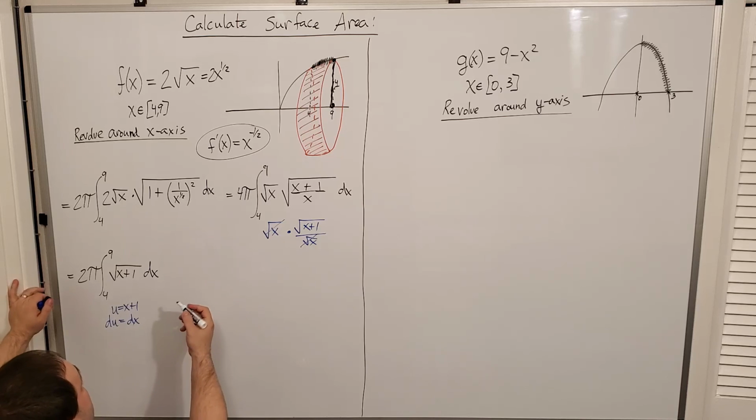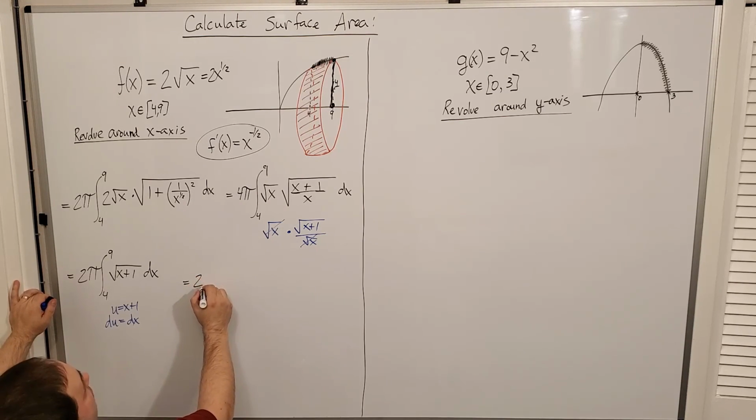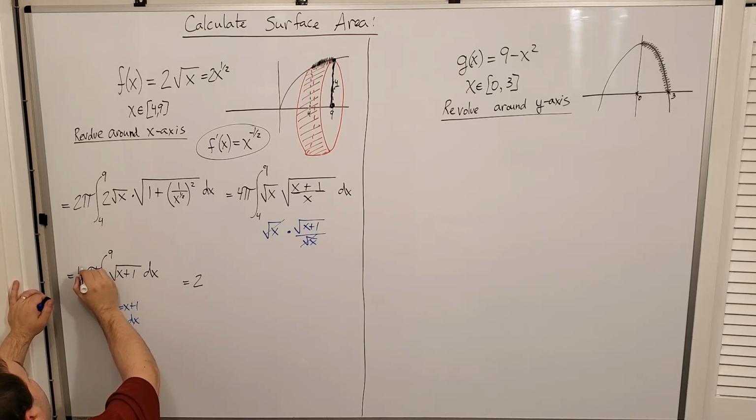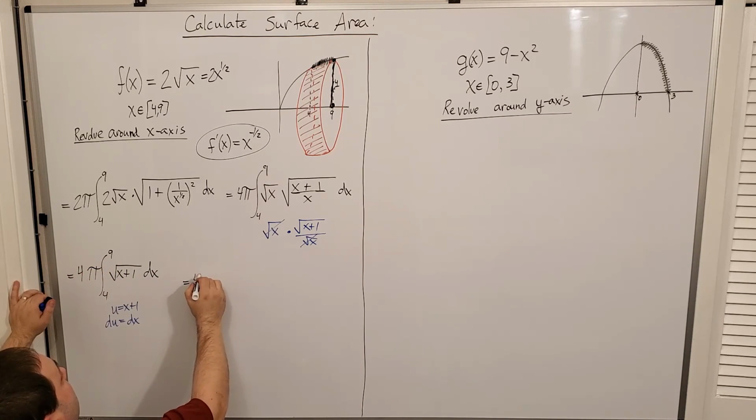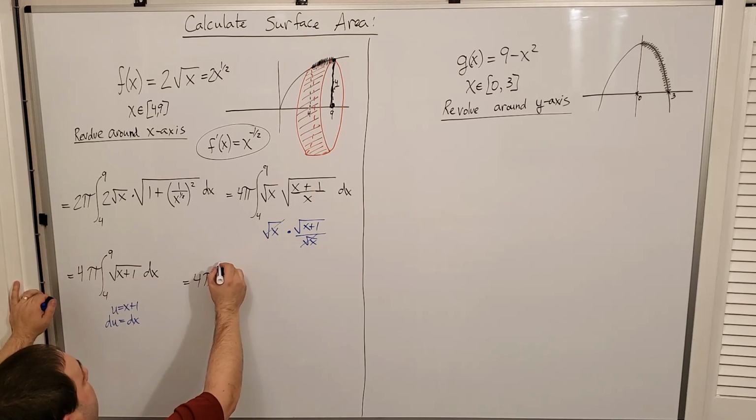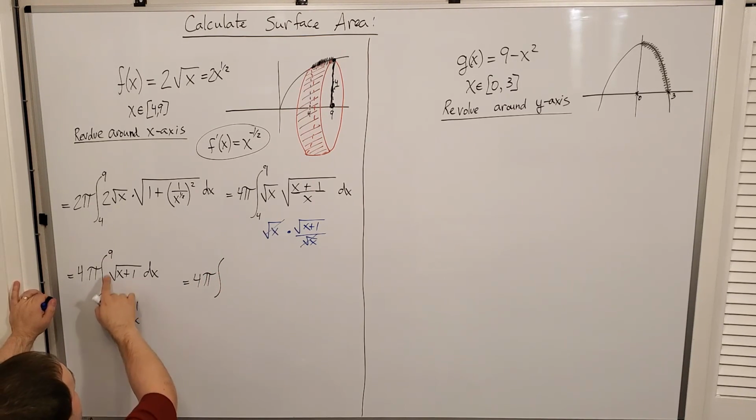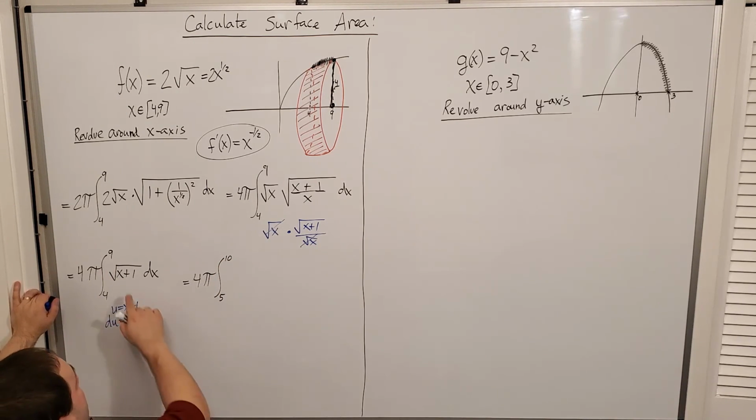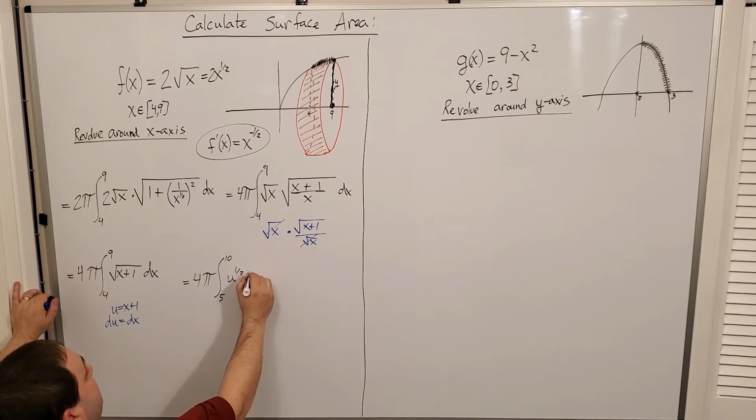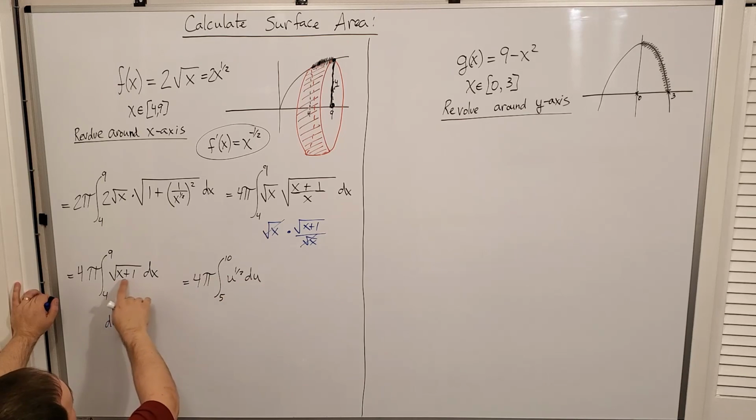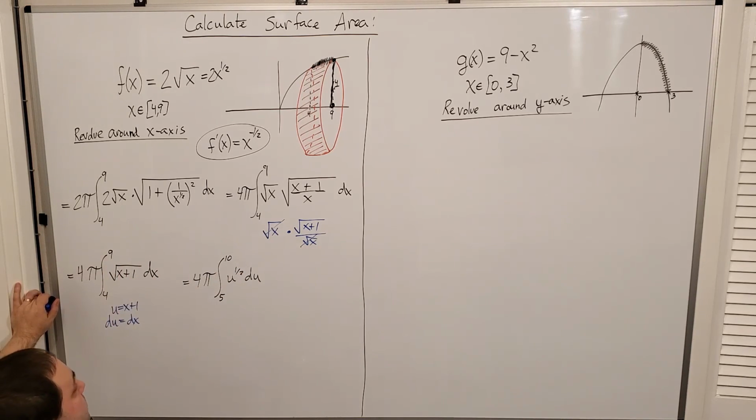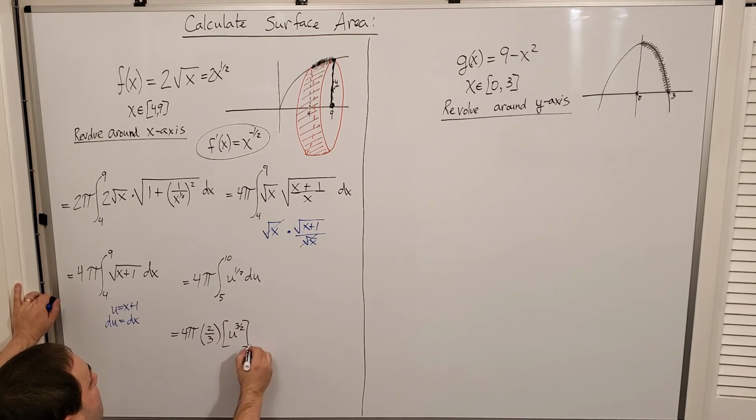Okay, so then my integral would become, oh, I don't know why I said 2 pi here. This should be 4 pi. Integral from 5 to 10, right? Because u is x plus 1. And then I'm going to have u to the 1/2 du, because dx is now du, x plus 1 is u, square root is 1/2 power. That's going to give me 4 pi times 2/3 times u to the 3/2 evaluated from 5 to 10.